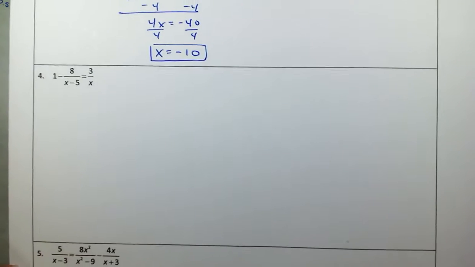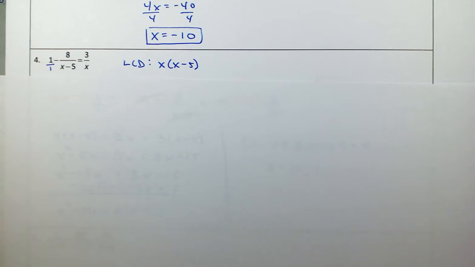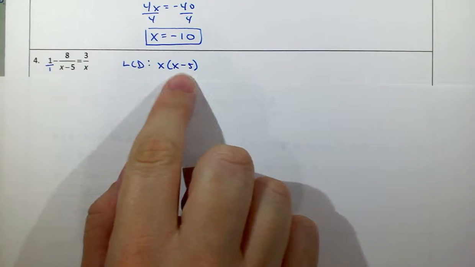All right, number 4. I'm going to let you try number 4. So go ahead and take a minute and pause the video, try this problem, and when you're ready, turn it back on. All right, hopefully you started by finding the least common denominator, which is x times x minus 5.